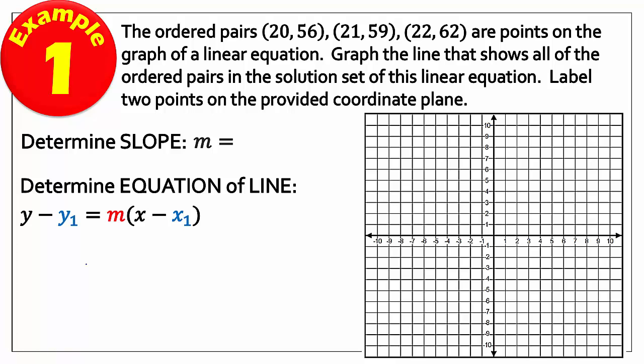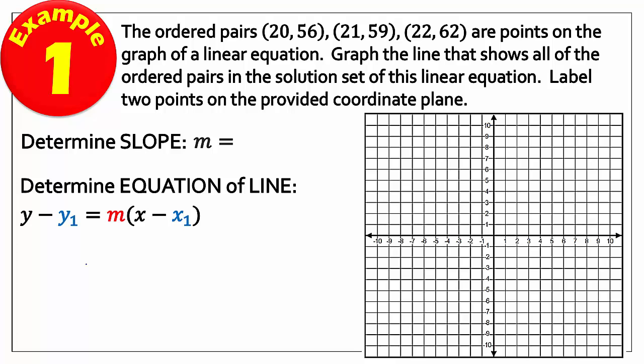Alright, first example, we've got the ordered pairs (20, 56), (21, 59), (22, 62). They are all points on the graph of a linear equation. We need to graph the line that shows all the ordered pairs in the solution set. So in other words, all we're doing is graphing based off of that. And then we need to label at least 2 points on the coordinate plane.